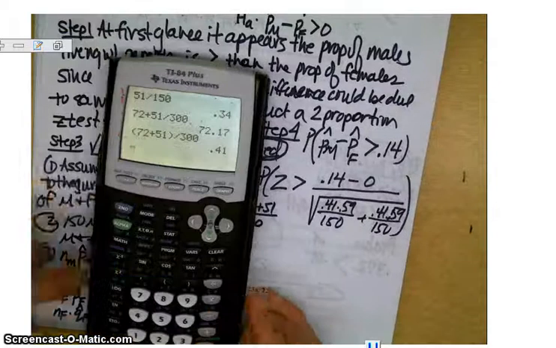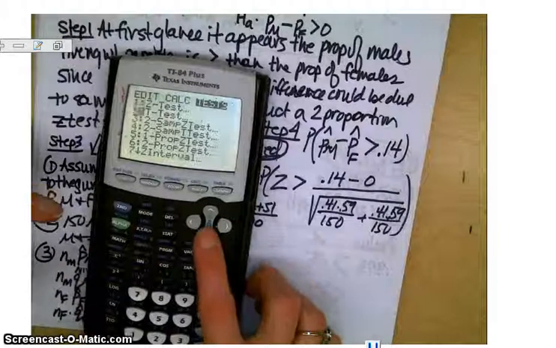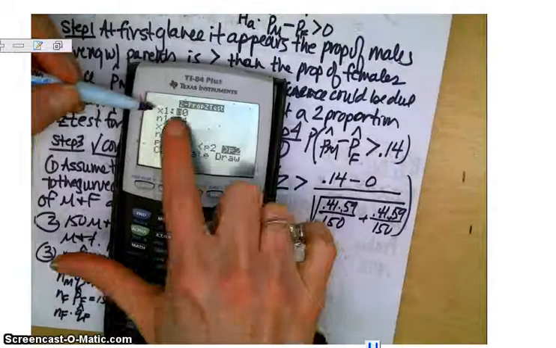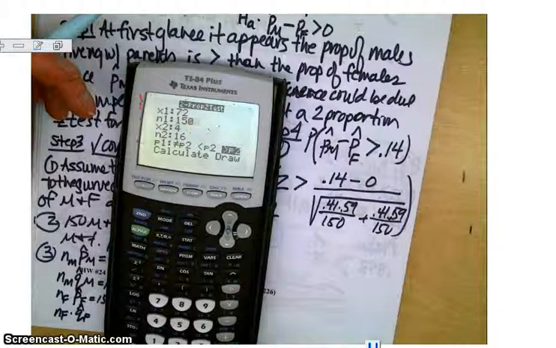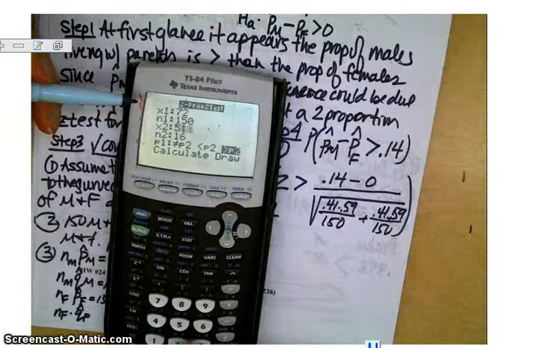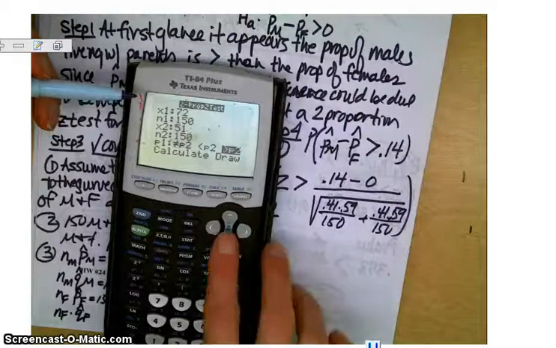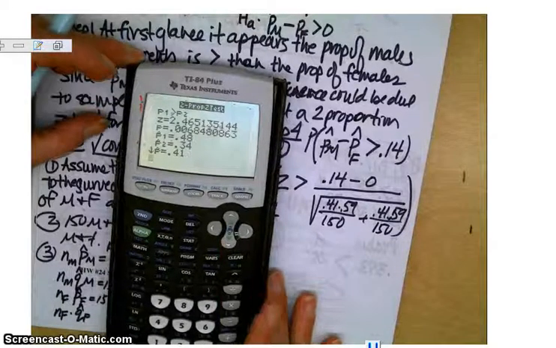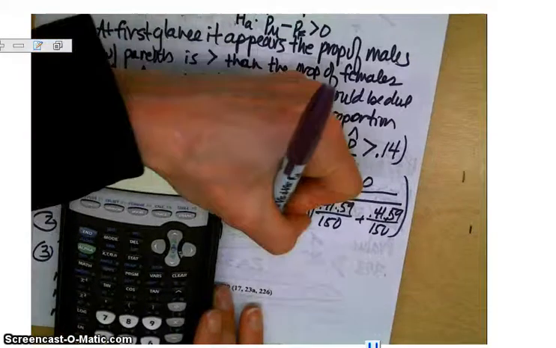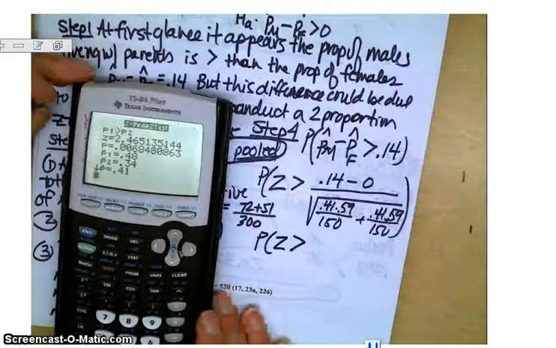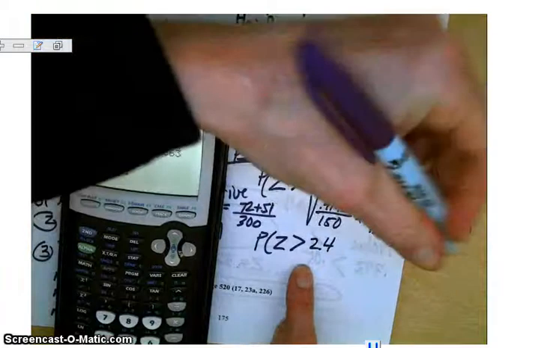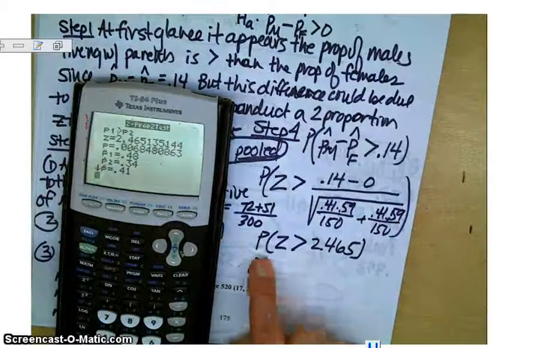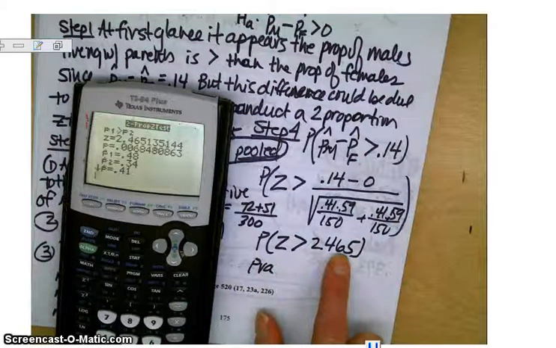Let me show you. If you go stat test, I think I'm going to tell you, but I might be completely wrong. So I'm just going to type in my data. X1 was 72 out of 150. X2 was 51 out of 150. And I'm doing greater than again, and I'm going to calculate. Does it give me the P hat pooled? So I've got Z is greater than, my Z value is 2.465.